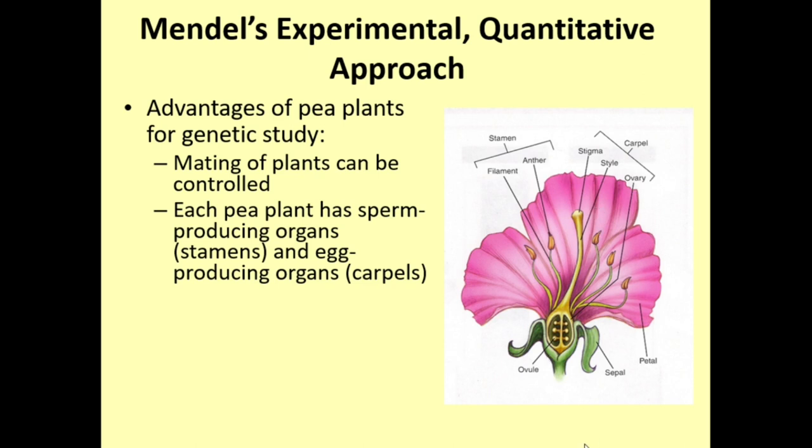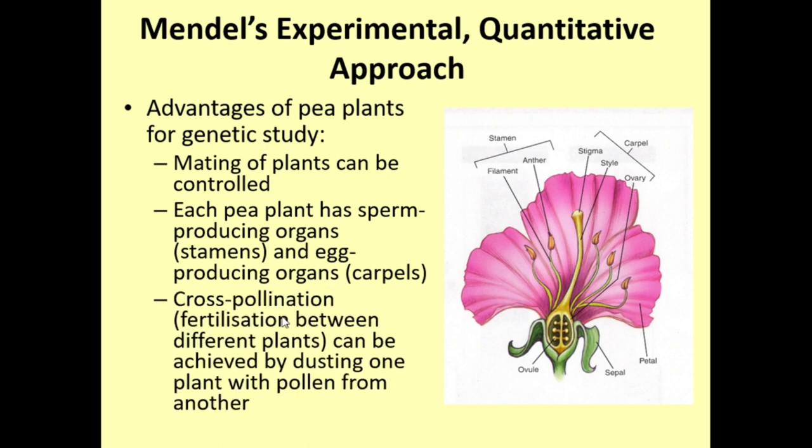So it was quite easy to control the mating, and you would just be able to take a paintbrush and brush off the pollen and then put it onto the female plant, or onto the carpel, so you could then fertilize it that way. So cross-pollination between the different plants was achieved by dusting one plant with pollen from another, just using a simple paintbrush. These were the reasons that Mendel used the pea plants then. They were easy to control in terms of the mating, and they had lots of distinct heritable characters that only had a couple of traits.